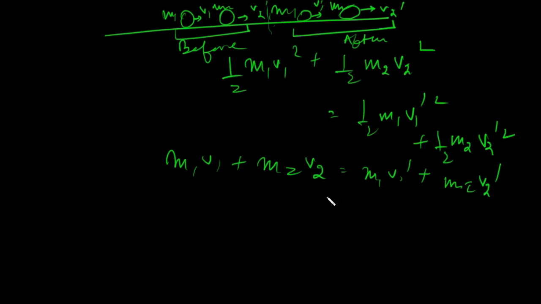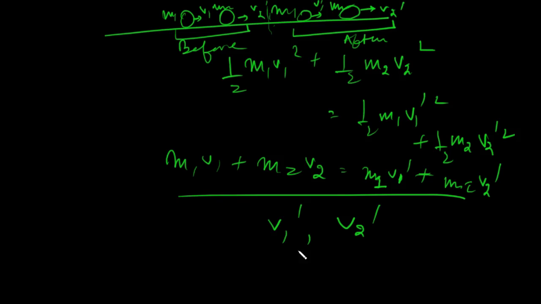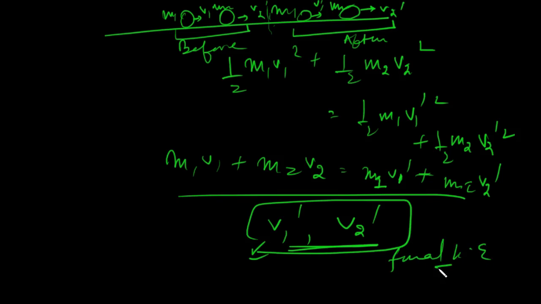Okay, now please, every one of you can solve it by yourself. Just tell me what are v1 dash and v2 dash. Write a comment below with what v1 dash and v2 dash are, and what the final kinetic energy is.